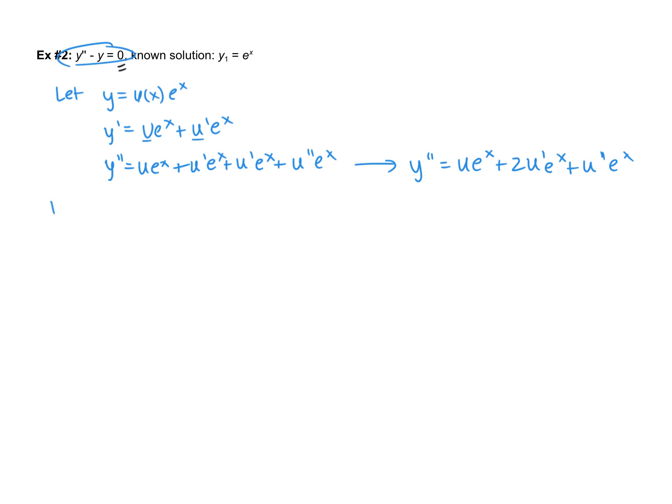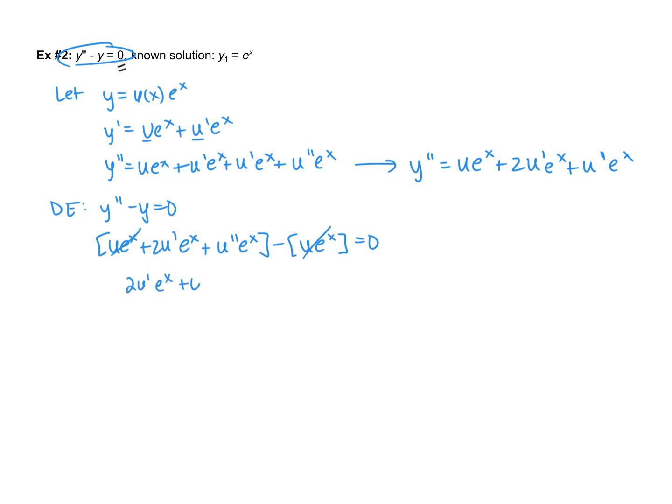So now we're going to go back to our differential equation. So our u double prime subtract u is equal to 0. So we get u e to the x, add 2u prime e to the x, add u double prime e to the x, subtract u e to the x is equal to 0. And what we should notice is we have some terms that subtract out, leaving us with 2u prime e to the x, add u double prime e to the x is equal to 0.